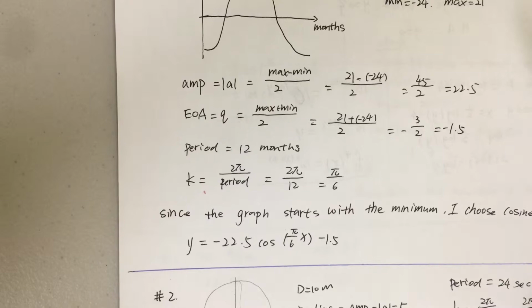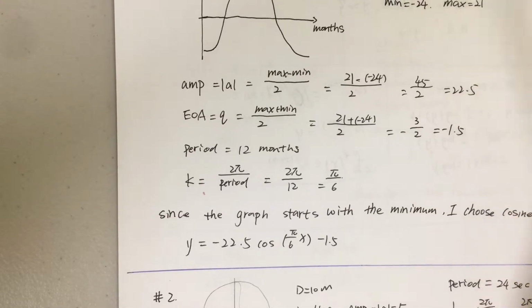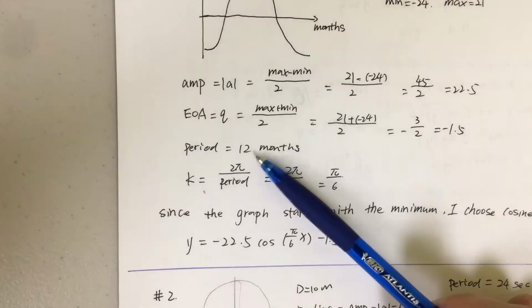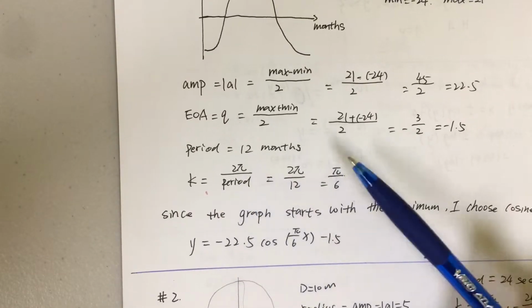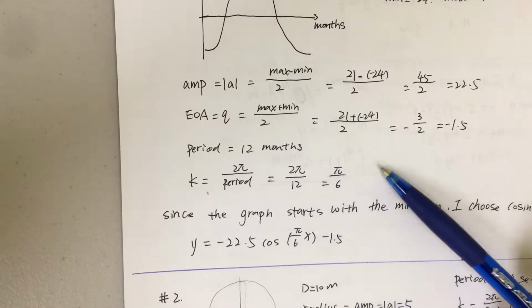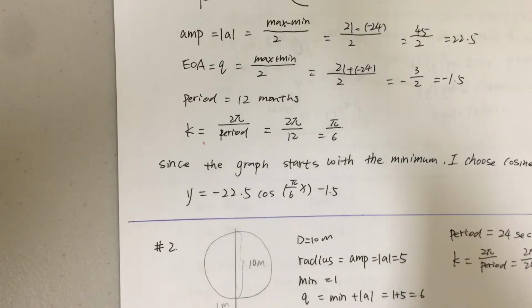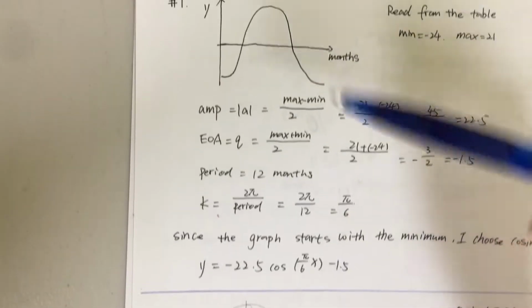From here, because it's from January to December, so it's a year round, we have 12 months. Then the K value equals 2 pi divided by the period, which is 2 pi over 12. We do have pi over 6. And I just sketched the graph, you can see.